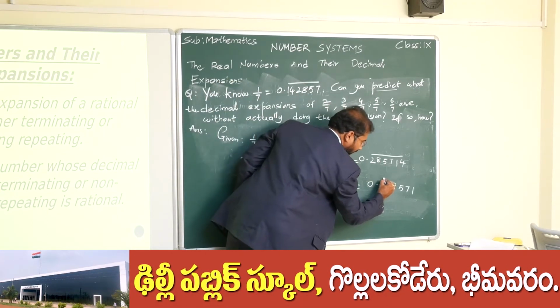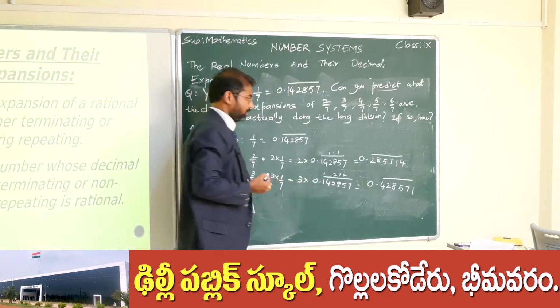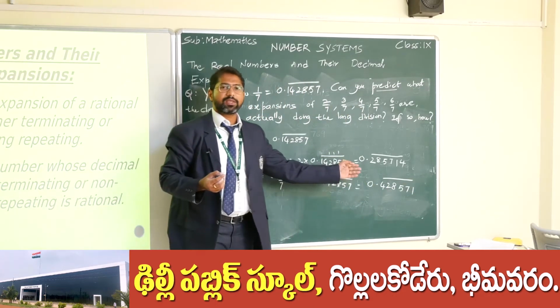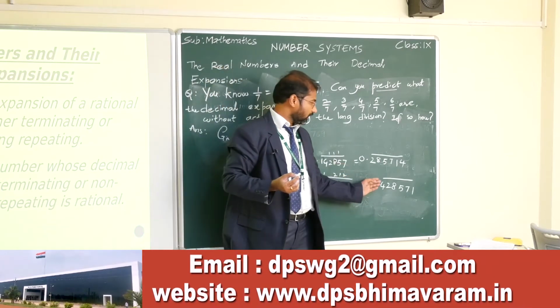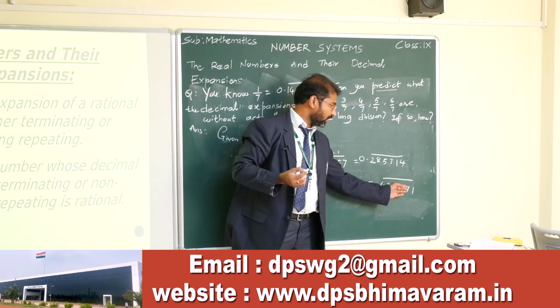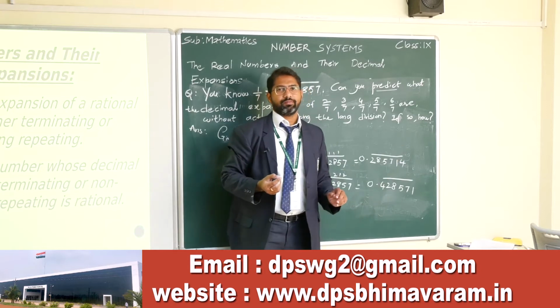Now put a bar on all the digits in the decimal part. So 3 by 7 is written in the decimal expansion as 0.428571 bar.